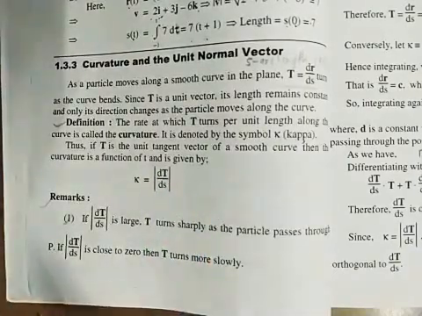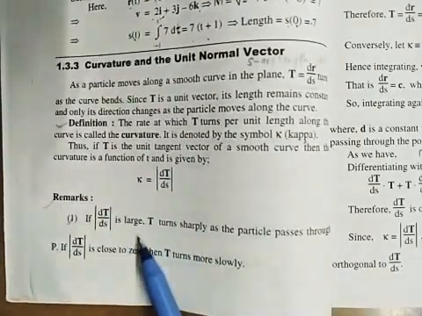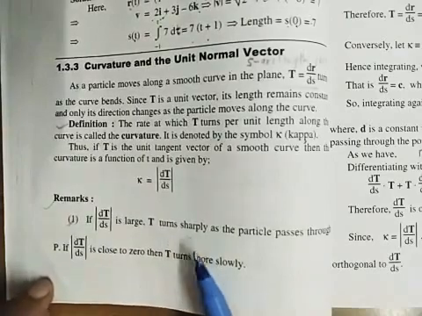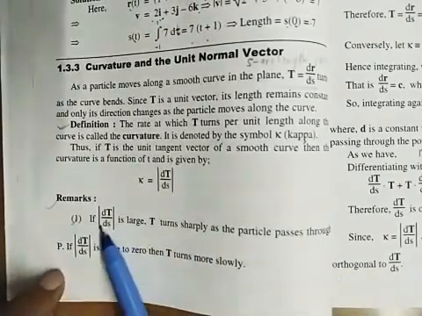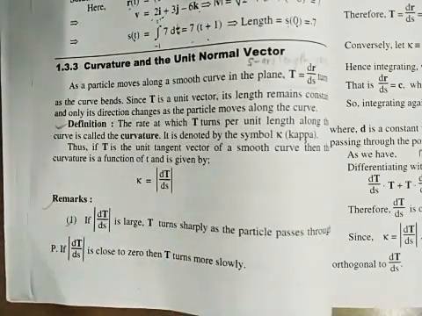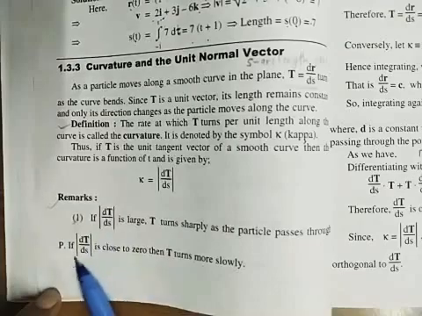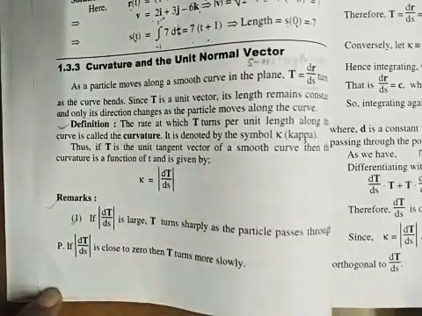Now there is one remark. If the curvature is large, it means T turns sharply as the particle passes through point P. If it is large, T turns sharply, the turn will be sharp for that curve. If the curvature is close to 0, it means T turns slowly.